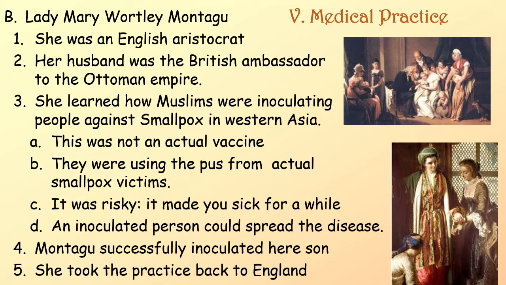Lady Mary Wortley Montagu. She was an English aristocrat. Her husband was the British ambassador to the Ottoman Empire. She learned how Muslims were inoculating people against smallpox in Western Asia. This was not an actual vaccine like the stories often tell. They were using the pus from actual smallpox victims, and this was risky. It made you sick for a while, and an inoculated person could still spread the disease. But Lady Montagu successfully inoculated her son, and she took the practice back to England.